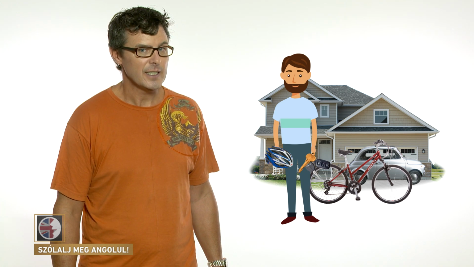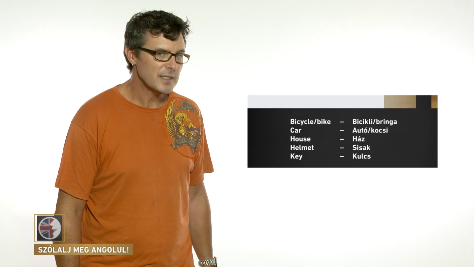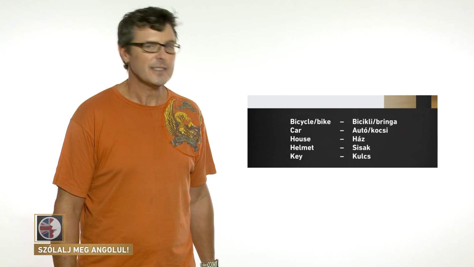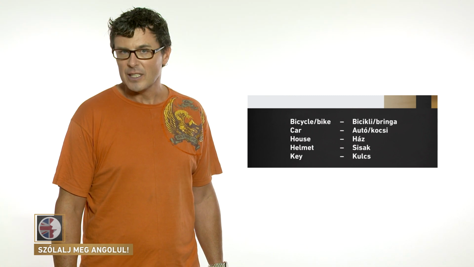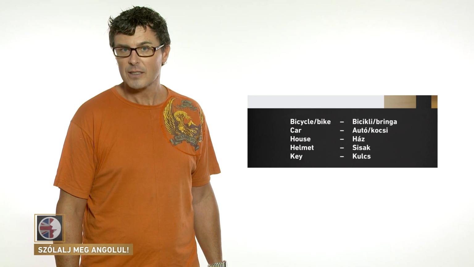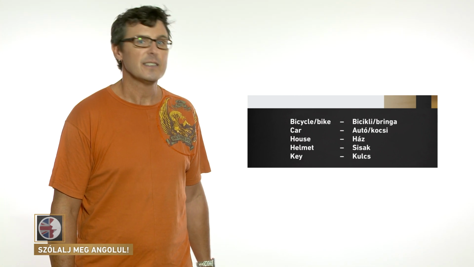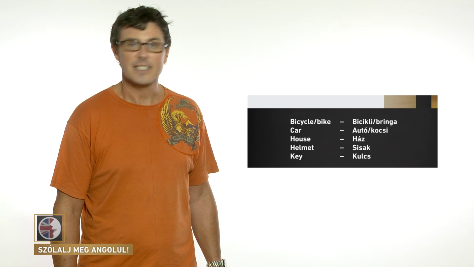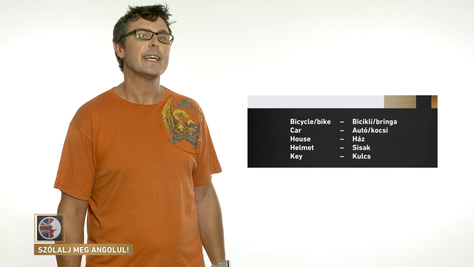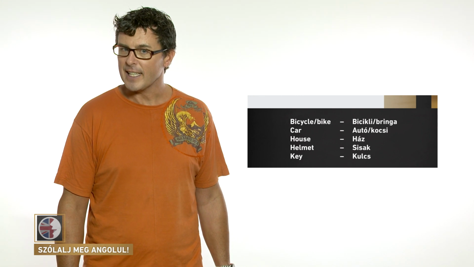Now, look at the picture. It's Alfredo Benchfield. When we look at the picture, what do we see? We see Alfredo, a bicycle, a car, a bike helmet, a car key, a house, and a house key. Okay, so this is his bike. That is his bike helmet. This is his car. This is his car key. That is his house. That is his house key. These things are his.